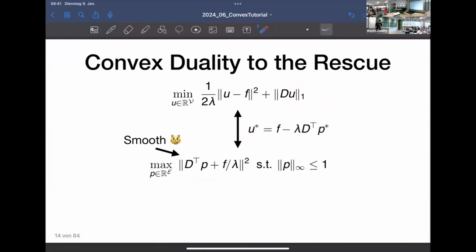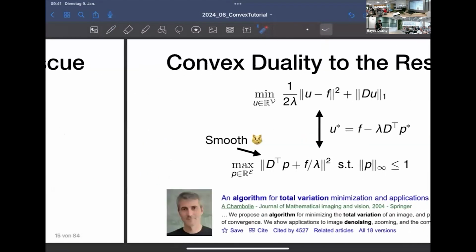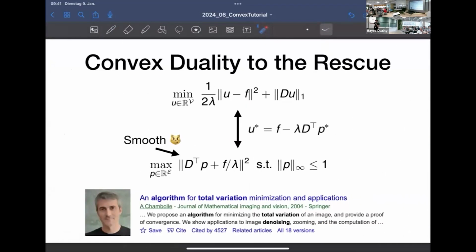And yeah, so this is smooth, so this is good. And if you run gradient descent on this problem, of course, you have to project back on the feasible set in every iteration. Antonin Chambolle did this method in 2004. He proposed this, and he called it an algorithm for total variation minimization and applications. And this is a very popular method because with constant step size, you can converge to the solution.